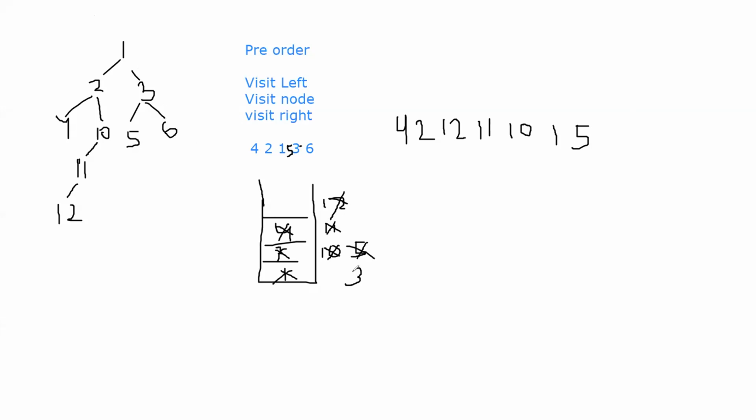Then 3 can be removed, and 3 has a right. So I'll put 6 in the stack. And now the top element is 6. I can remove it and put it here. And that's how I got my traversal. So the trick here is we have to go towards left and start removing elements. If somebody has a right, put that in the stack again, and then again go towards its left branch and put everything back in the stack.